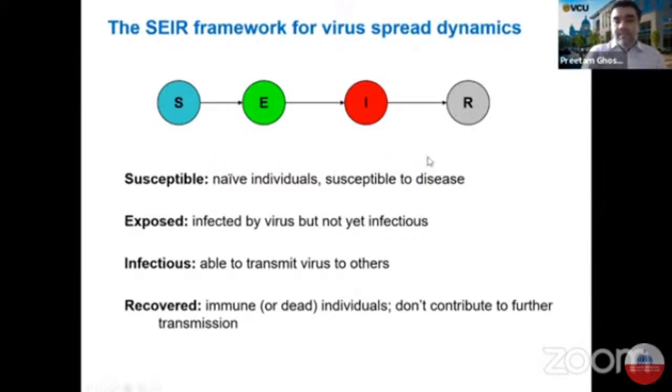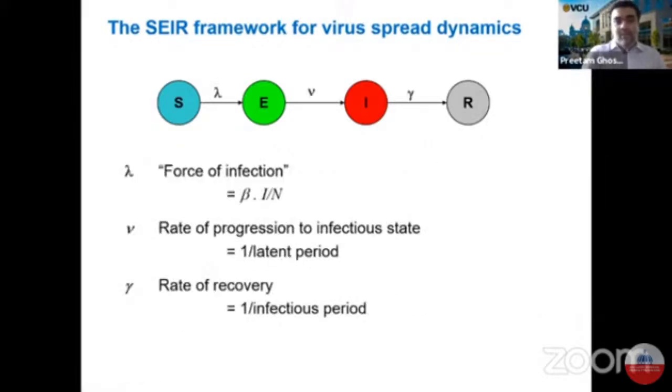So this is the very basic epidemiological model. Now we can bring in rate parameters over there. I'm not going to spend much time on some of these symbols.